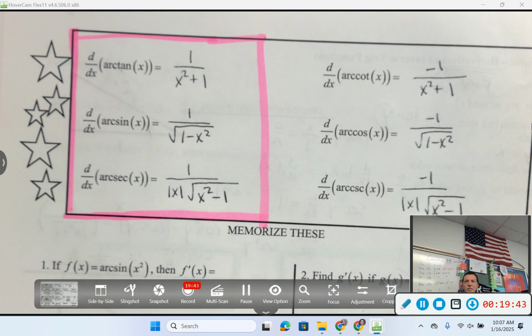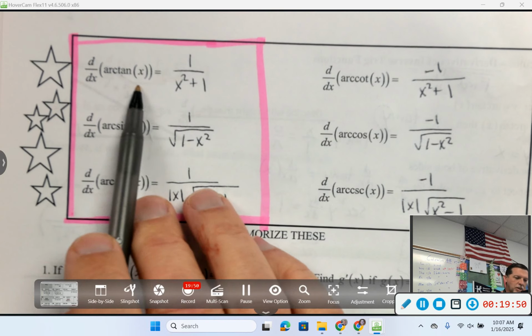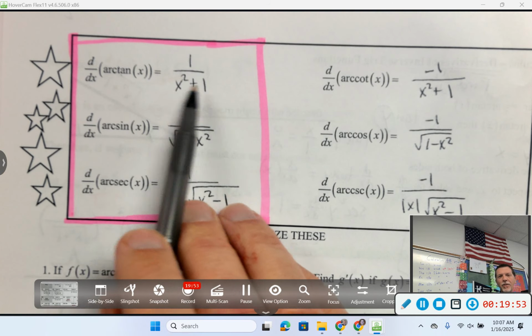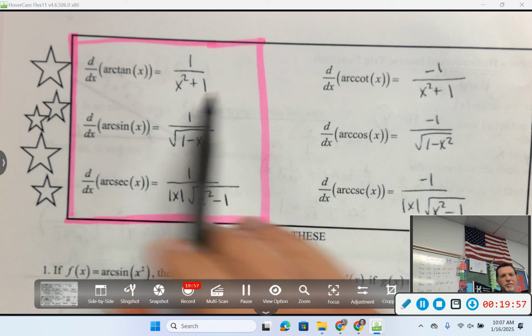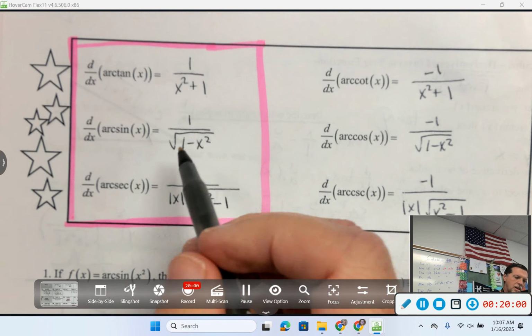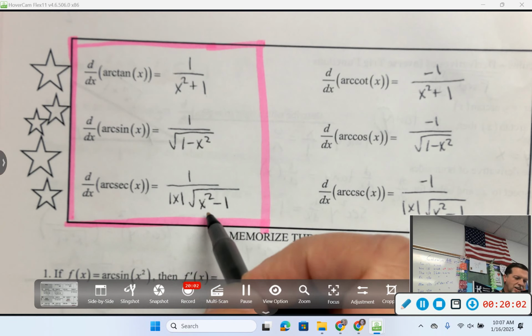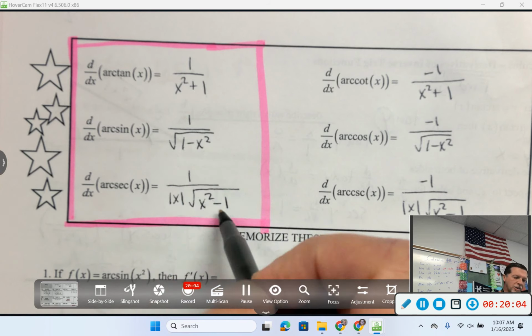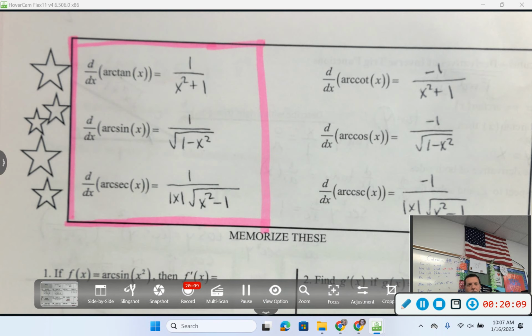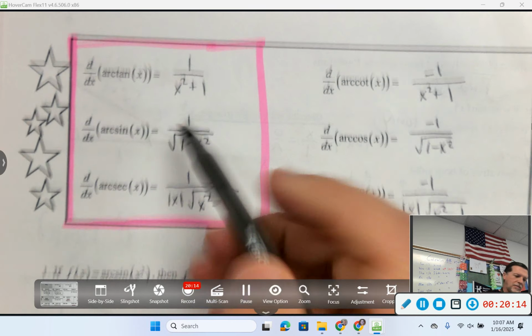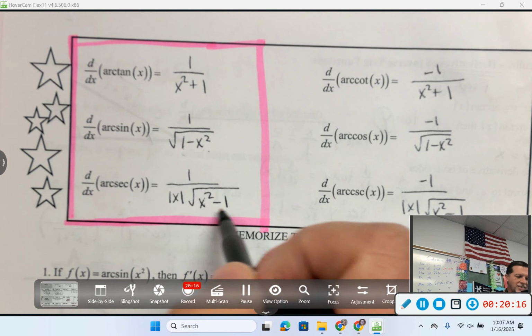How to memorize those? I've not come up with any catchy phrase or anything to help on this. Tangent's the easiest one. Because it's adding, if you get the denominator backwards, it doesn't really matter, right? Because x squared plus 1, 1 plus x squared, same thing. Sine and secant, the order matters because you're subtracting, but you've got to remember which one goes where. And for sine, it's 1 minus x squared. For secant, it's x squared minus 1.